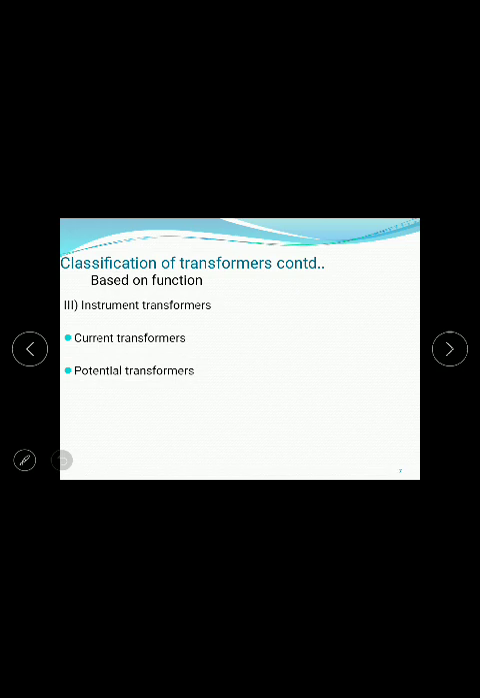Similarly, with the potential transformer we can know the high voltage from the substation. By using this potential transformer, we measure the voltage levels at the substation, generating station or distribution station. Now another one is the welding transformer. Welding transformers are used for welding of different apparatus.